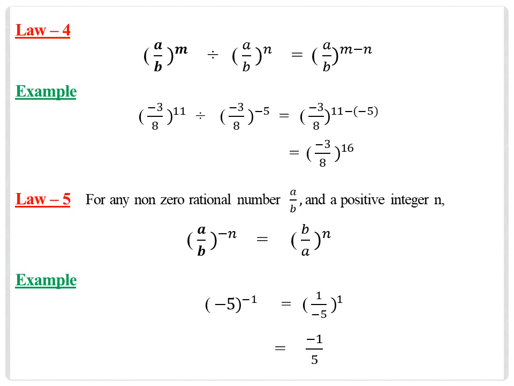Taking the example, (minus 3/8) raised to power 11 is divided by (minus 3/8) raised to power minus 5. Both powers subtract each other. So we get the result (minus 3/8) raised to power 16.